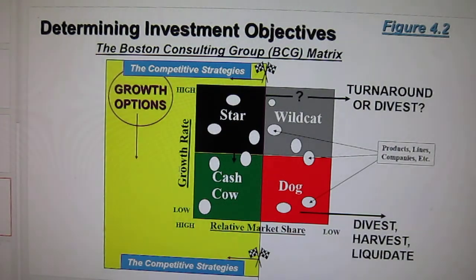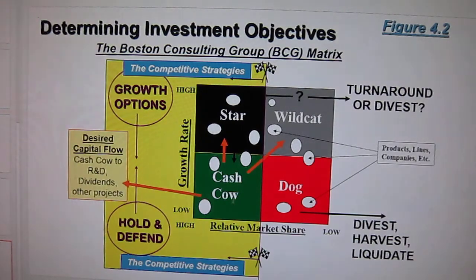The star is looking to grow still. They have high market share, but still high growth rate, so they haven't reached maximum size. So they have the growth options. We're going to look at those next. And then you have the cash cow, which has a defensive mode. So this is an attack mode. The star is in an attack mode, market share advancement, and the cash cow is in a defensive mode, hold and defend. They are defending market share.